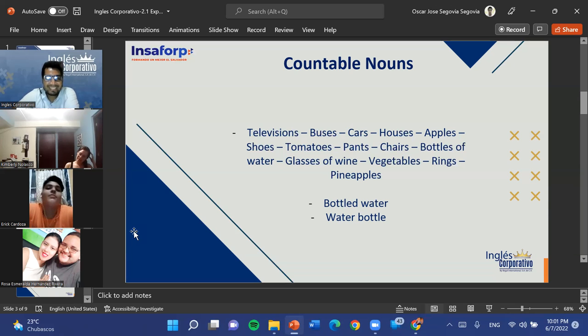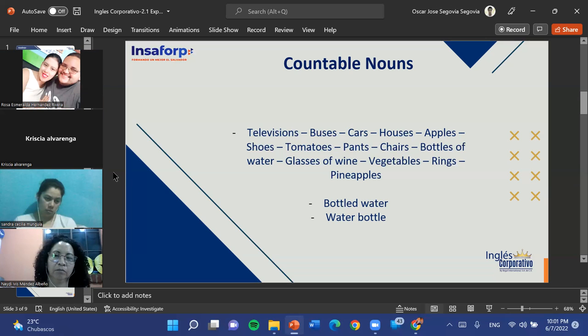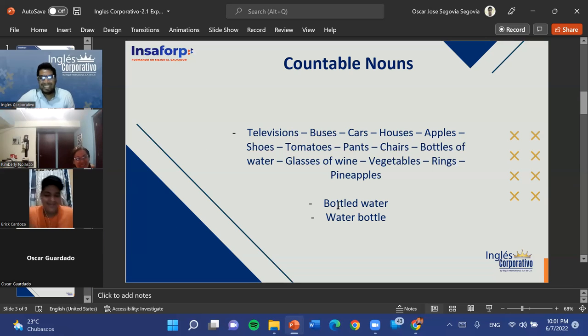Ah, bien saben, los que se ríen saben por qué es. Kimberly, ¿por qué se está riendo? Así hago menos fila, dice.